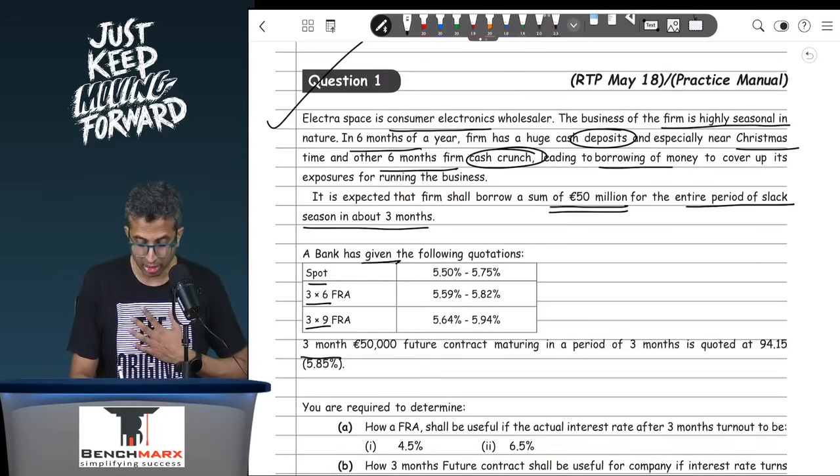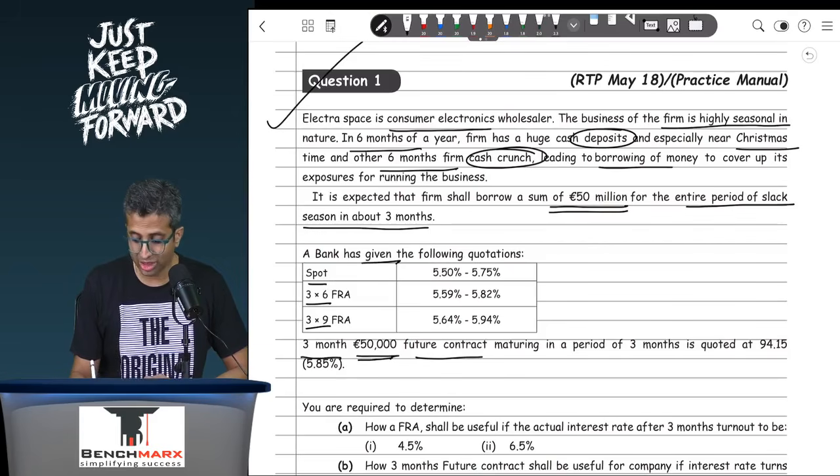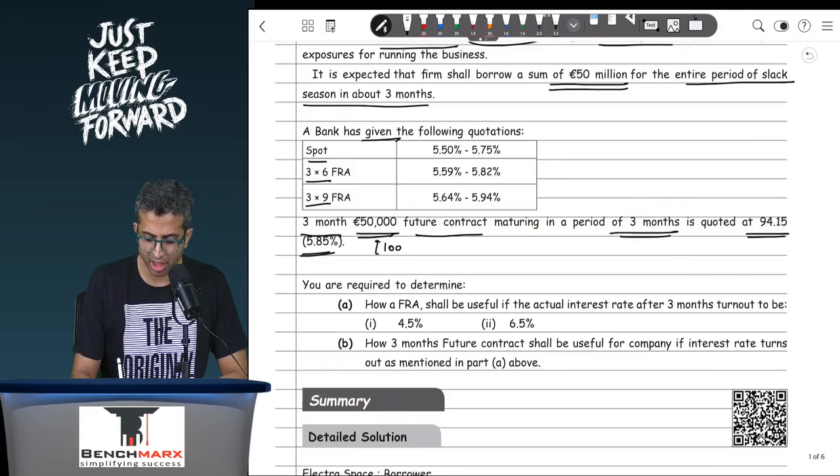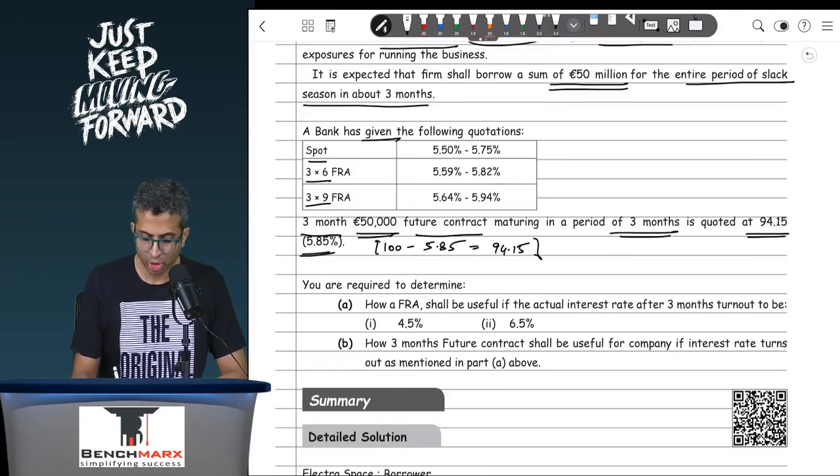A 3-month 50,000 euro futures contract maturing in a period of 3 months is quoted at 94.15. That is 5.85. Even if that 5.85 was not given, we would have said 100 minus 5.85 will give you 94.15. Okay, you are required to show how a FRA will be useful if the actual interest after 3 months is 4.5 or 6.5. So you have to answer for FRA.